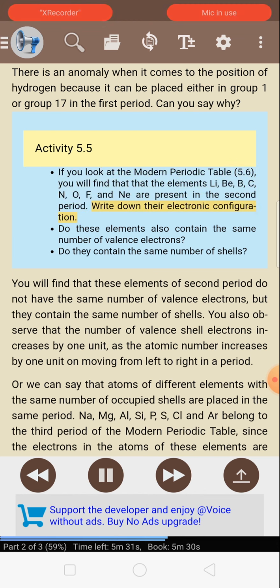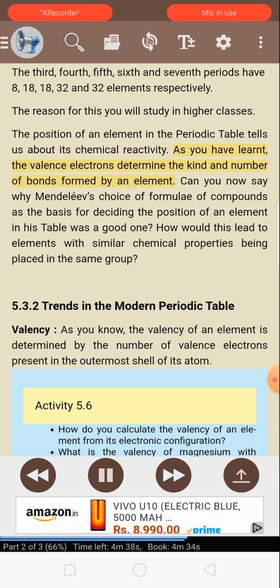The position of an element in the periodic table tells us about its chemical reactivity. As you have learned, the valence electrons determine the kind and number of bonds formed by an element. Can you now say why Mendeleev's choice of formulae of compounds as the basis for deciding the position of an element in his table was a good one? How would this lead to elements with similar chemical properties being placed in the same group?